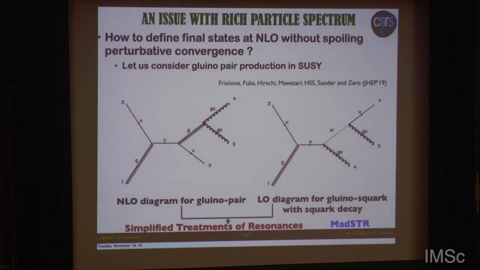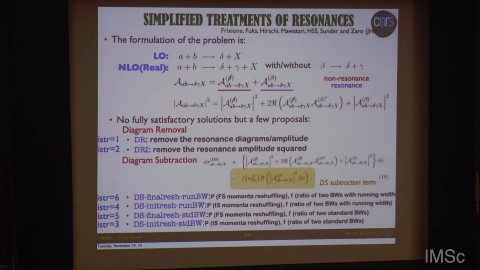So how can we avoid this? How can we treat this? How can we remove this? We don't want these because this is another type of final state, right? So there is some code, called the simplified treatment of resonance. This is automated in MadGraph as a plugin, as MadSTR. So it simplifies the treatment of resonance.